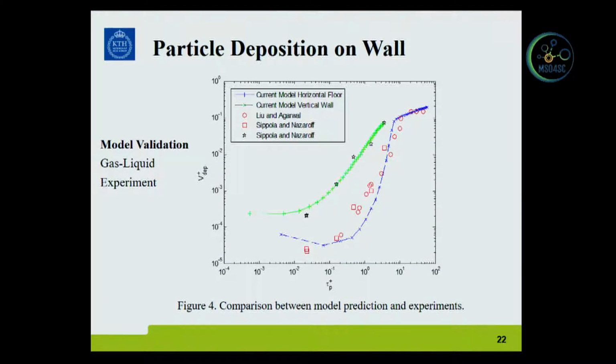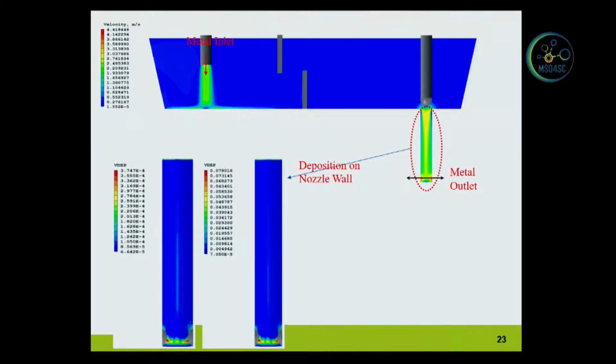For the model validation, directly validating the model in metal flow is too difficult because the temperature is so high. This result is for liquid droplets in turbulent gas flow. We can see that the model prediction and the experiment result actually fit very well. So we use this way to simplify the particle transport in the boundary layer, because this way we can save a lot of calculation time.